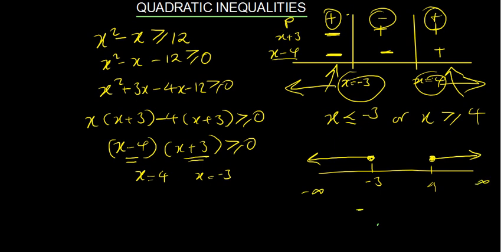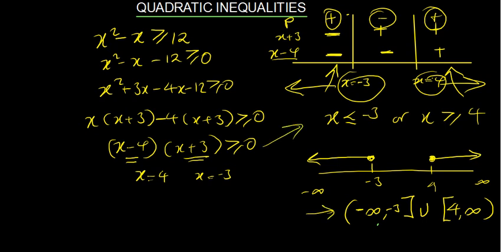So our solution can be written as -infinity, -3, but we are including the -3, so we close, and then infinity is always open because we don't know what that number is, and then together with starting from 4 to infinity, but we are including 4, so we close like that. So we can present our answer either like that or like that. So that is the first question.